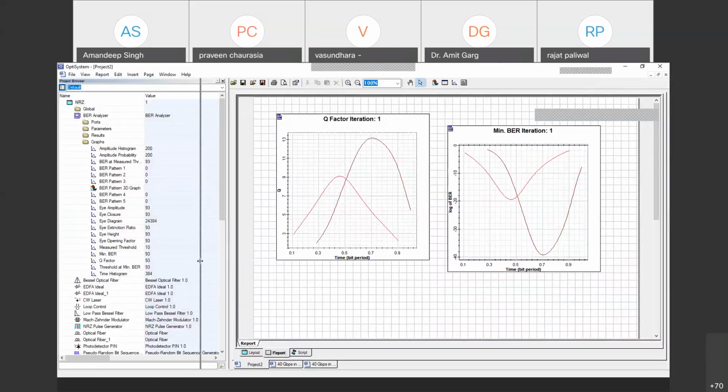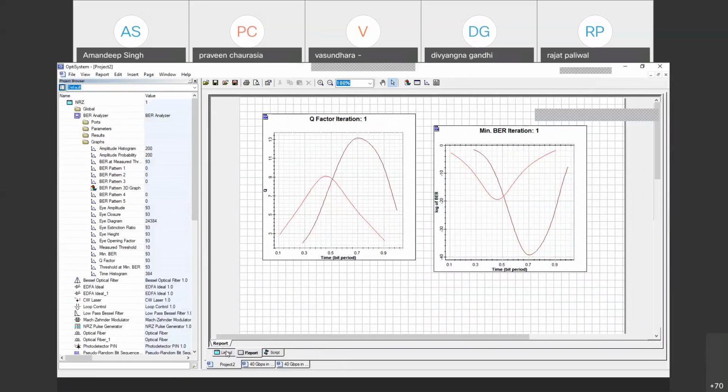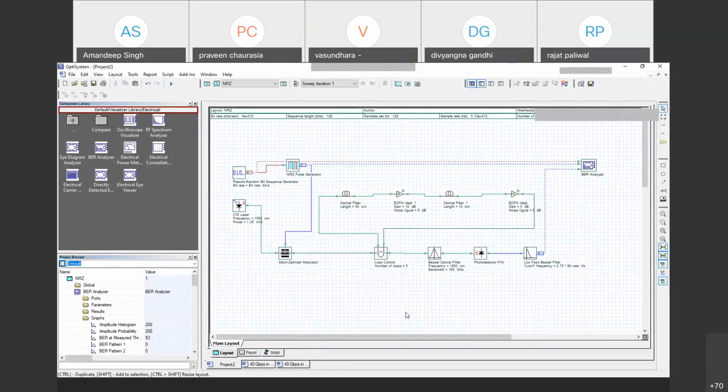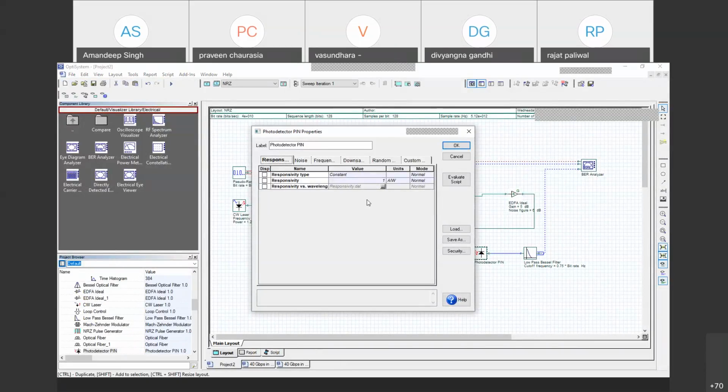Sir, I have one question. Can I ask? Yeah, please. Sir, in a photo detector, one of the parameters of a photo detector is dark current. One of the parameters, dark current.